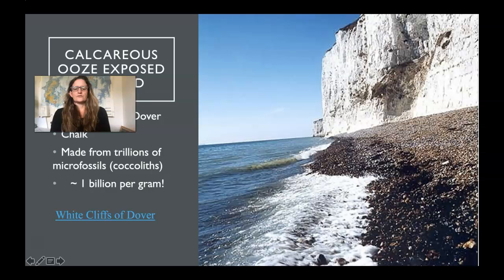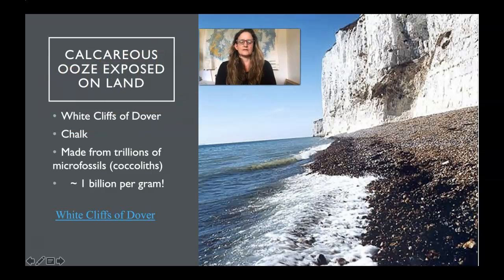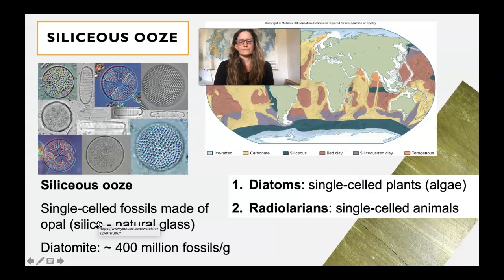The White Cliffs of Dover, between England and France, are made out of coccoliths. Millions and trillions of tiny little microfossils make up those cliffs. There's a video here you can check out about the White Cliffs of Dover, but it's all these little organisms.